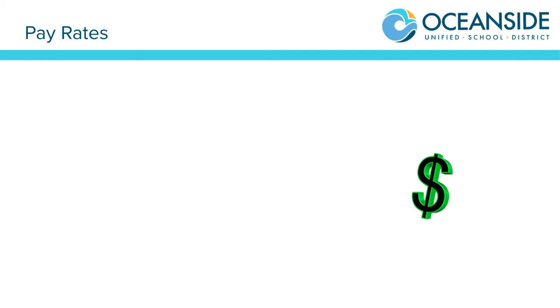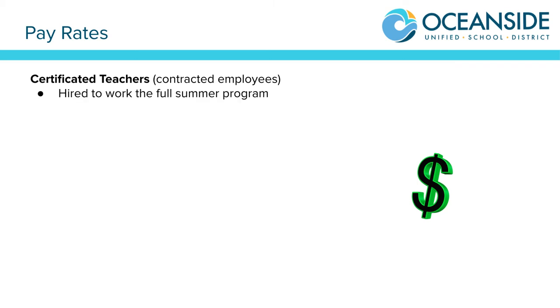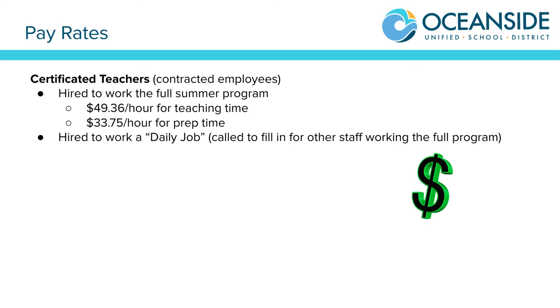I'd like to review some of the pay rates to make sure that everyone understands what the rates of pay are. Certificated teachers who are hired to work the full summer program are being paid $49.36 per hour for teaching time and $33.75 per hour for prep time. If a certificated teacher is hired to work a daily job, that is, that they're called to fill in for other staff who are working the full program, they will be paid a prorated amount of the $185 daily substitute rate.